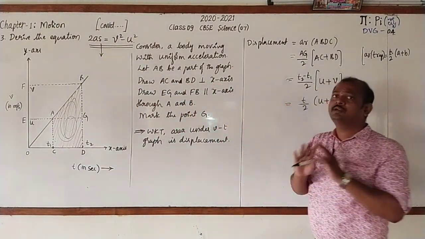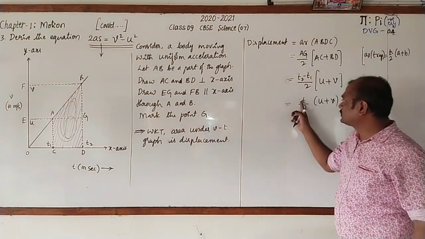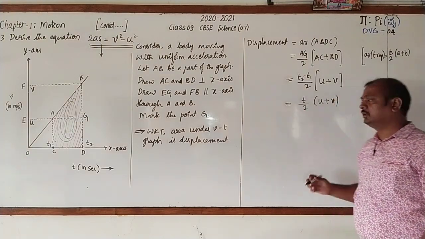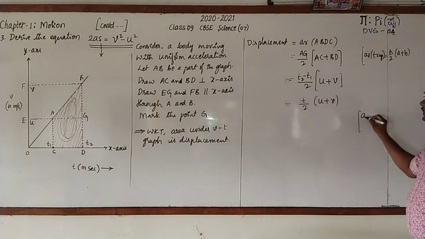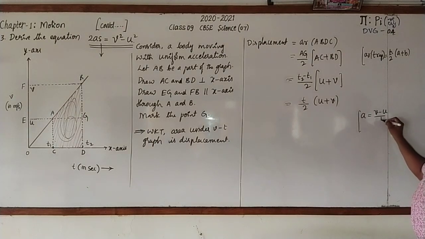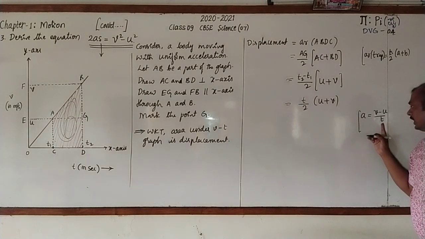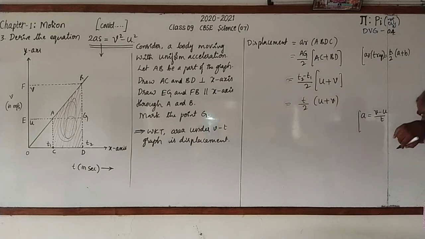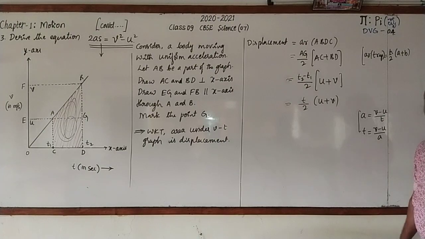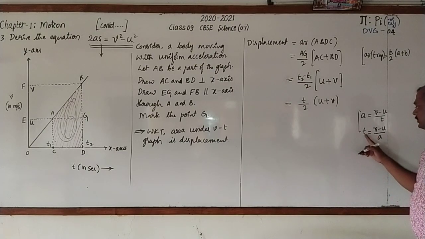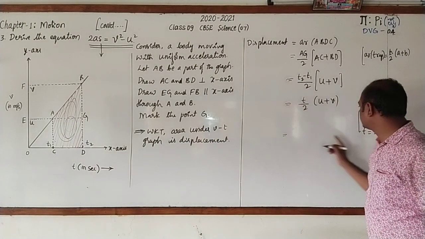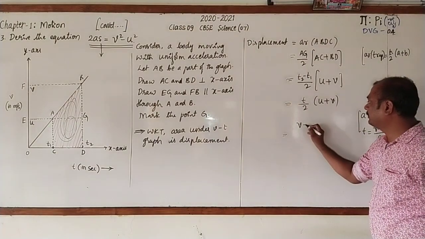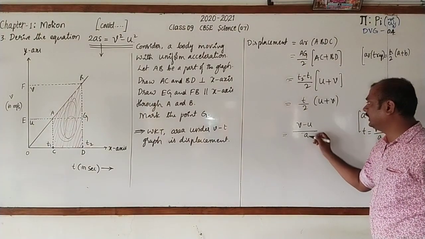In that equation T is not there. Hence we need to take a substitution for T. How? We all know that a equal to v minus u by t. From this, can we solve for t? Yes. t is equal to v minus u by a. Let us go for taking substitution for t. What is t? It is v minus u by a.